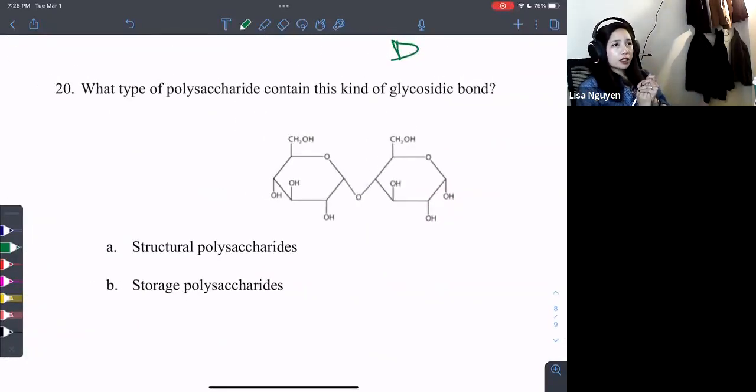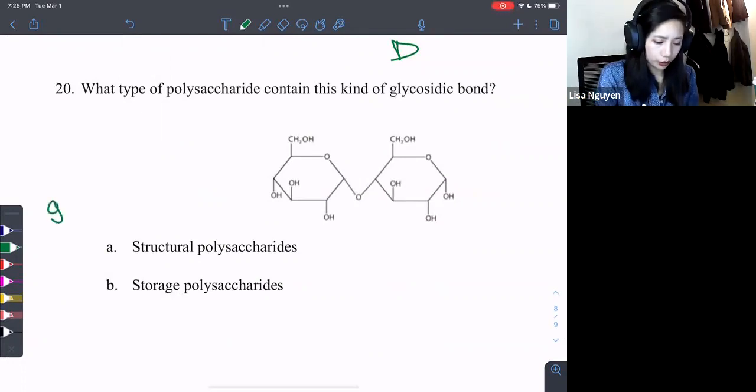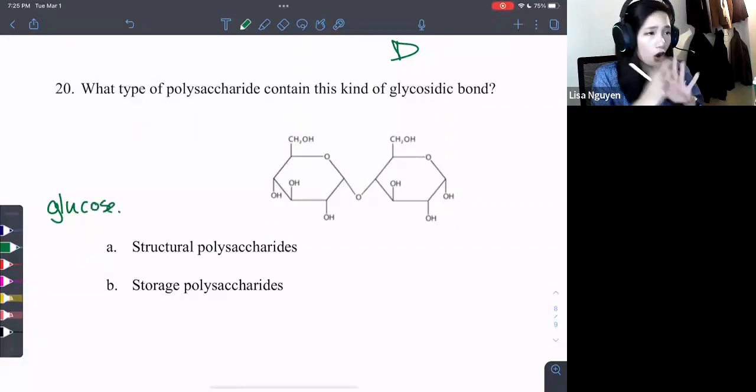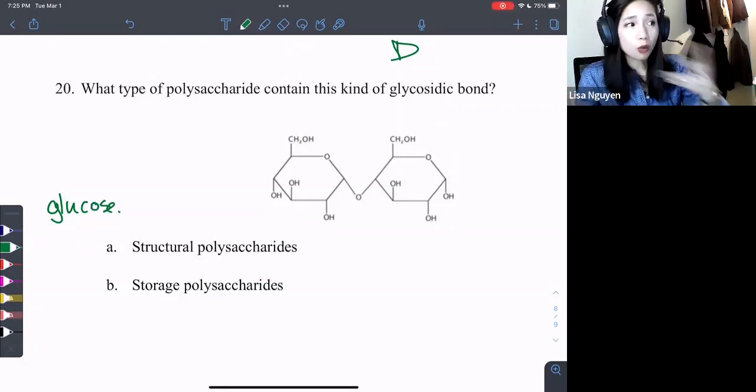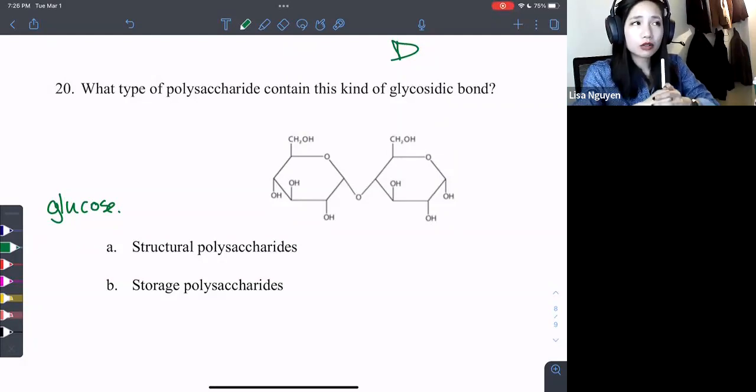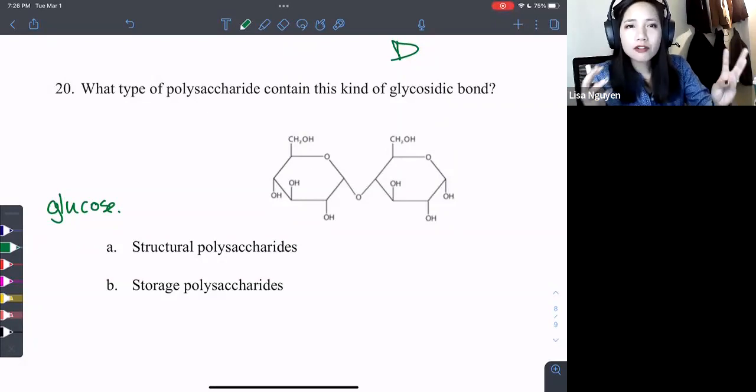What type of polysaccharide contains this type of glycosidic bond? This is very similar to the one we did in class today, but it's the other one. So recognize how we build structural versus storage polysaccharides. All of them are made with glucose. It's just how they're used in nature. Are they being used for energy storage, or for building cell walls in trees? They're all made of glucose, but what's different is the structure.